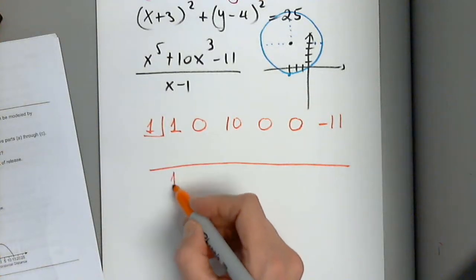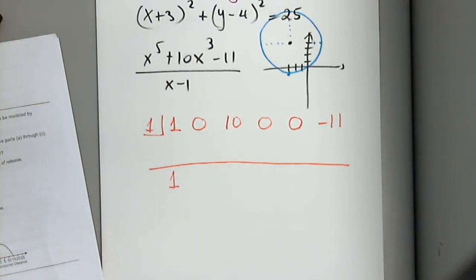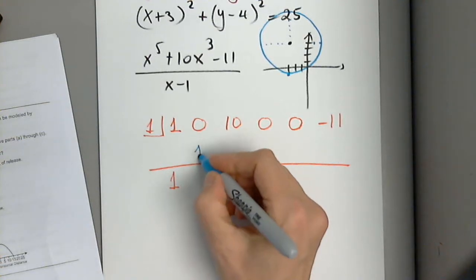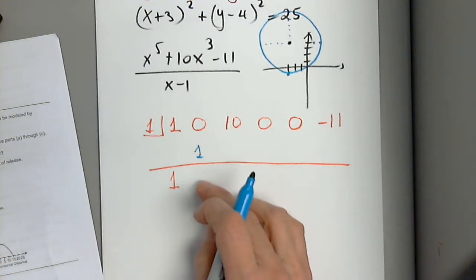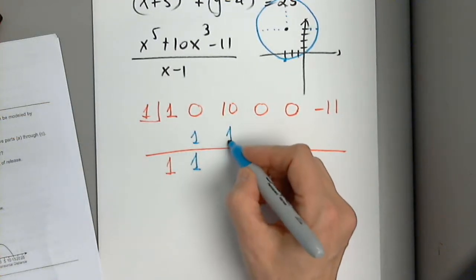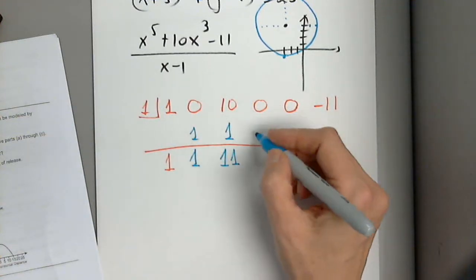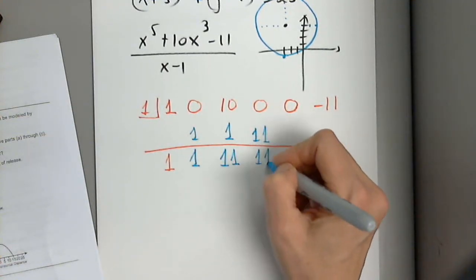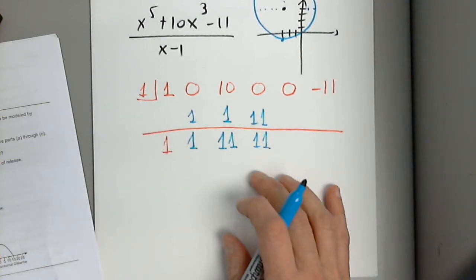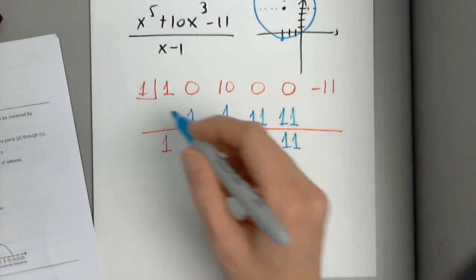Bring down 1. That's the mandatory step. We have to bring down the leading coefficient. And now we multiply 1 by 1 and we write the answer. What is the answer? 1. Then we add 0 to 1 and we get an answer. 1. We're multiplying 1 by 1, 1, and we add these 2 and we get an answer. We get another answer. And then 1 times 11.